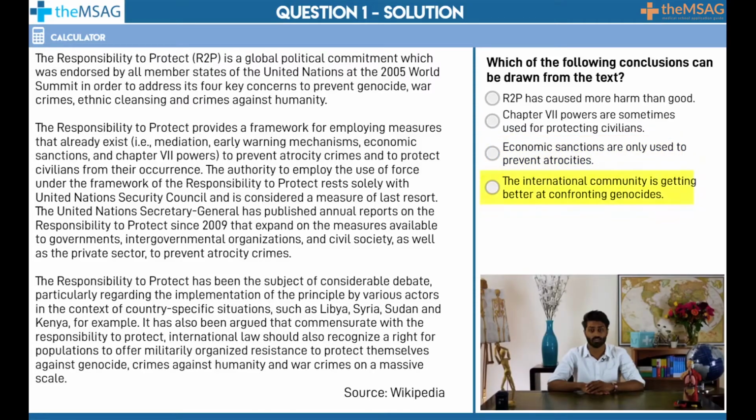The international community is getting better at confronting genocides. This could be correct, depending on the passage, but is quite controversial and subjective. Getting better isn't terribly specific. This doesn't guarantee the answer is wrong, but it reduces the odds considerably. Can you see how it differs from answer choice B, which was objective and specific?